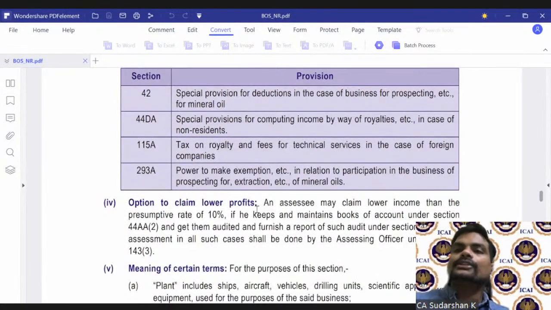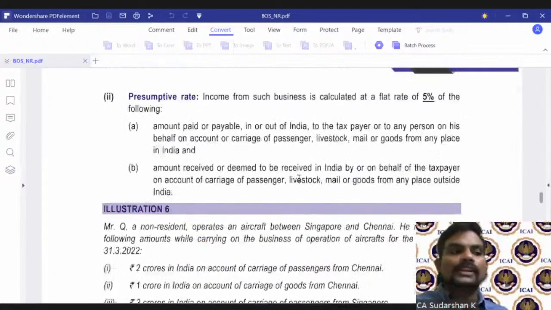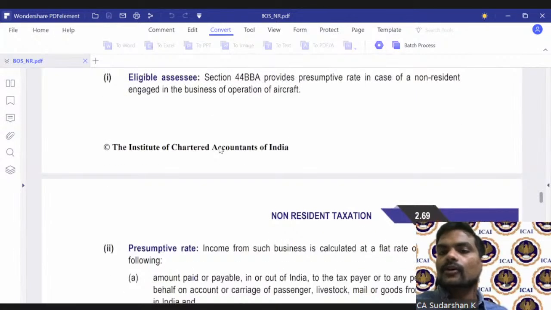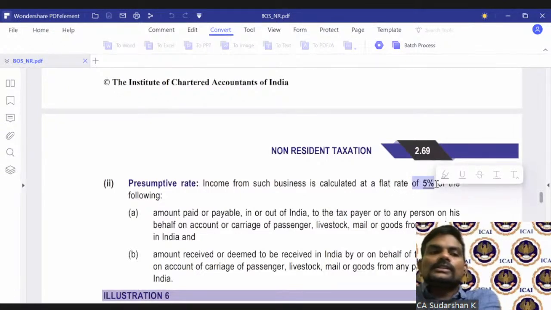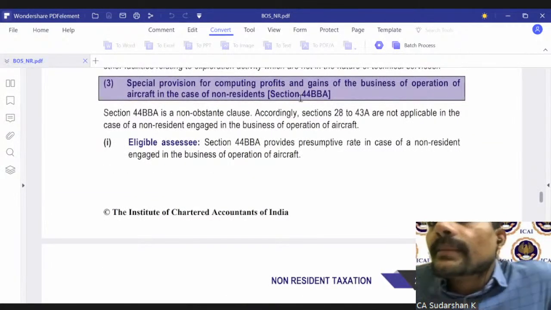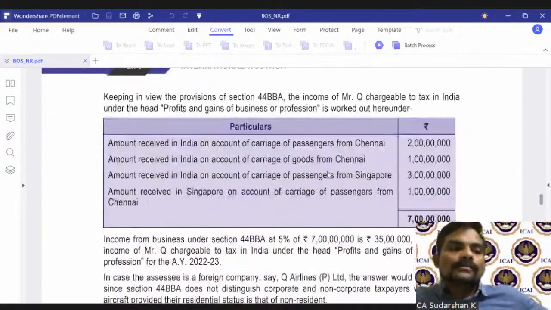Now, I want to add a caution here. This option to claim lower profits is not available for all presumptive incomes. For example, you see 44BBA, business of operation of aircraft in the case of non-residents, say a foreign aircraft. They do not have an option to claim a lower profit. They have to give a flat rate of 5%. This particular section 44BBA does not provide any mechanism for claiming lower profits. So you should also be mindful about that.